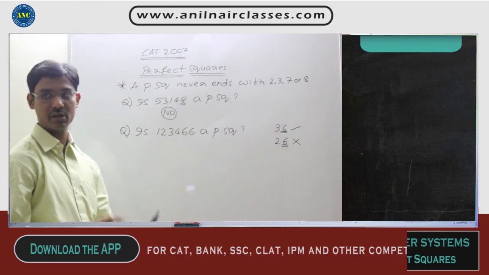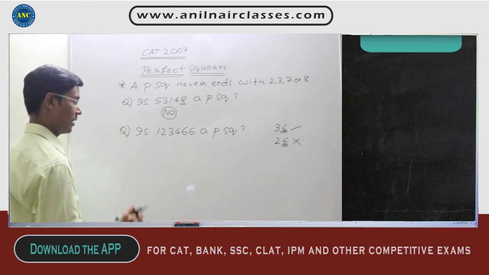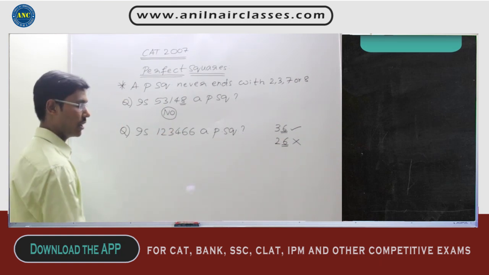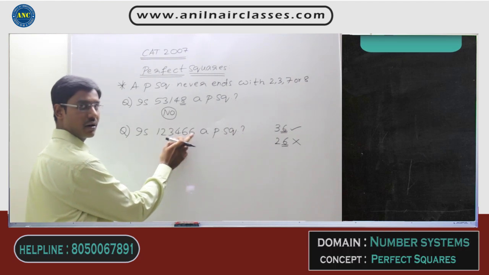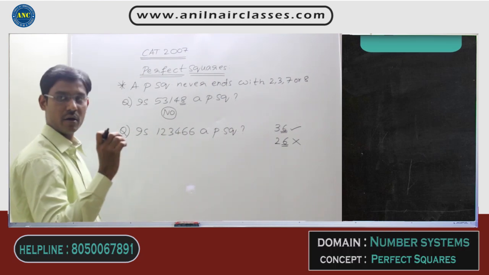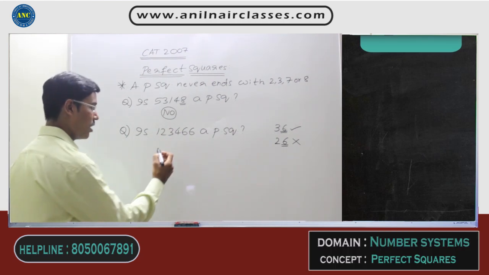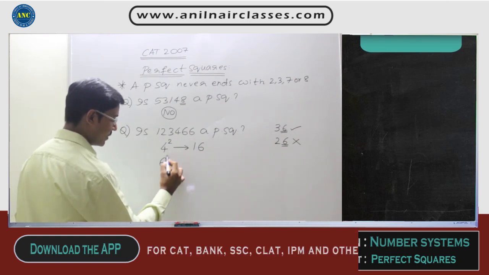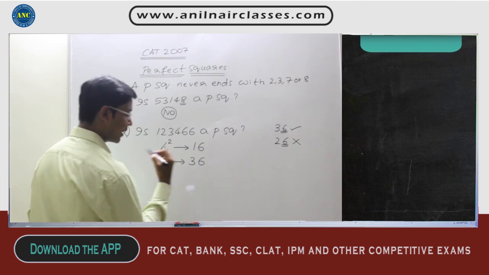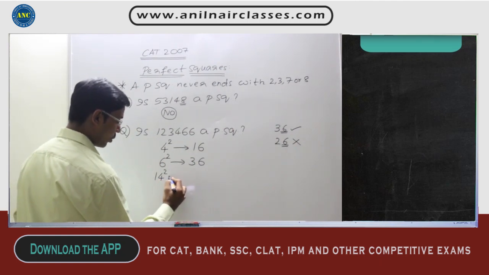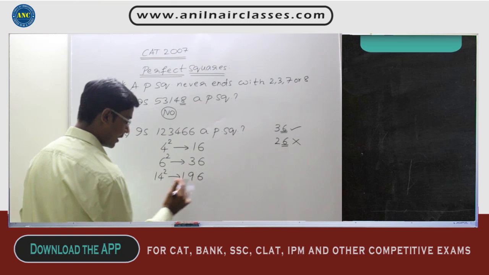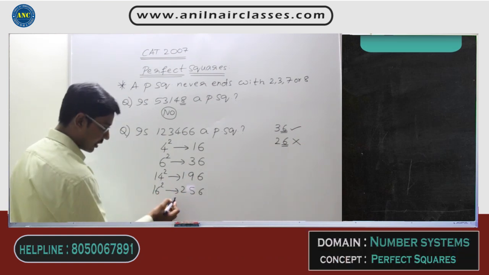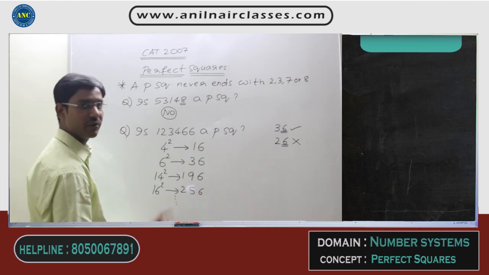But let us go one step forward to identify what is the correct answer. Now think logically. Suppose assume this as a perfect square, right? It is ending with which number? 6. Now you take any perfect square which ends with 6. For example, 4 square is 16. It is a perfect square ending with 6. 6 square is 36. 14 square is 196. This is also a perfect square ending with 6. 16 square is 256. Like that, there are so many perfect squares which end with 6.